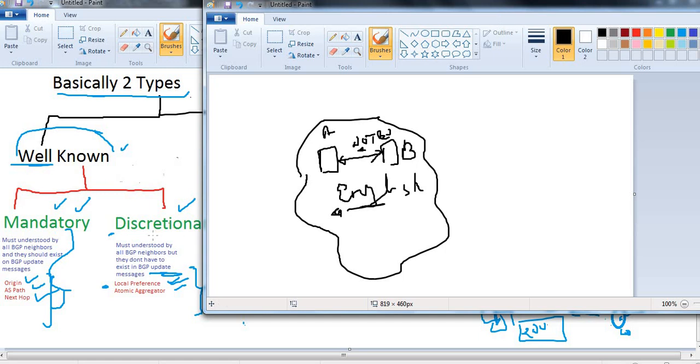The second example is discretionary. In a discretionary attribute, the same example, but with a small modification. A and B are in a classroom. They should understand the English language, but there is no need to send any notes between these two. It is not mandatory that they exchange notes because they don't know how to write English, but they speak and understand English. This you could compare with a discretionary attribute.